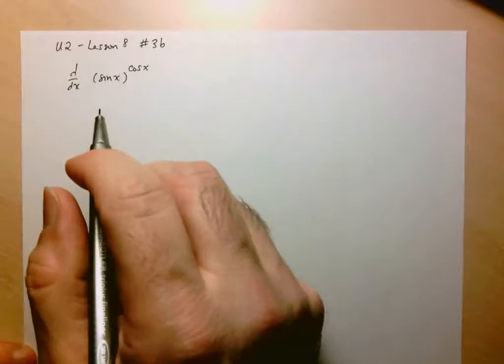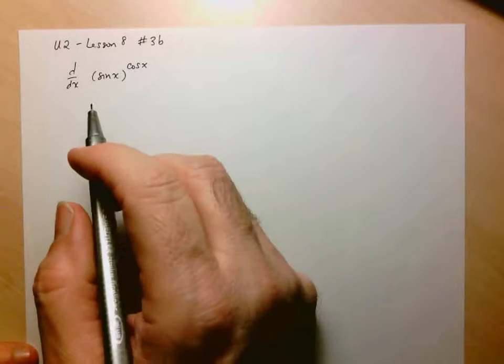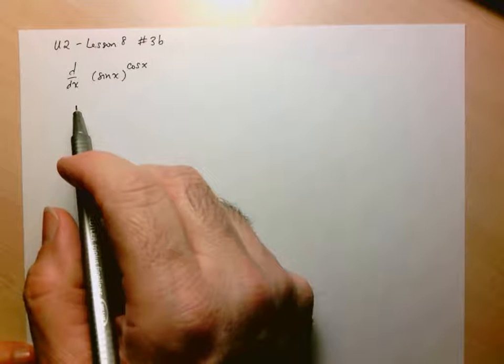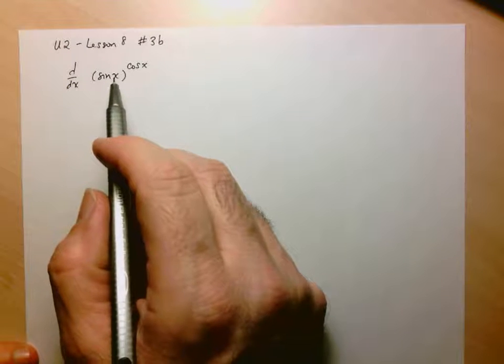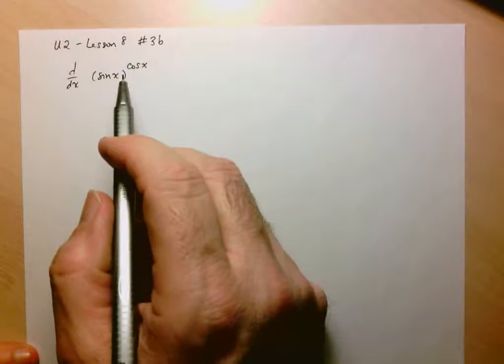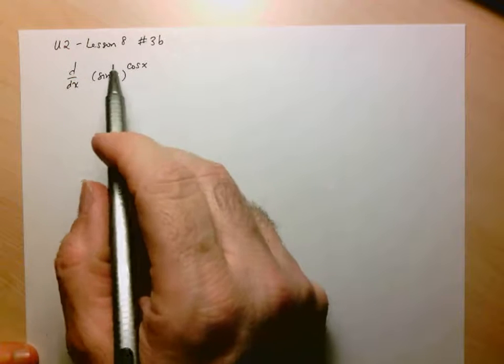Okay, so this is an example of a derivative that needs logarithmic differentiation. How do I know that? Well, I see that there's a variable in both the base and the exponent of a power. Okay, so I can't find this derivative directly.